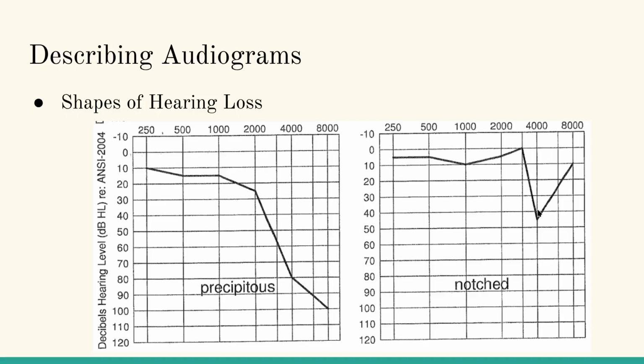And then you have a notched audiogram here. In this case, it's at 4000 hertz. The notch is usually at 3000, 4000, or 6000 hertz, where you have a notch and then you have recovery. That's oftentimes from noise exposure, not exclusively from noise exposure, but oftentimes from noise exposure.